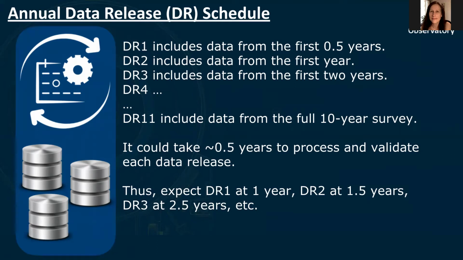It is important to note that it will likely take about half a year to process and validate each data release, and thus scientists should expect DR1 to be released about 1 year into the survey, DR2 at 1.5 years, DR3 at 2.5 years, and so on. When data is released, that means it becomes available to scientists in the Rubin Science Platform, the RSP.